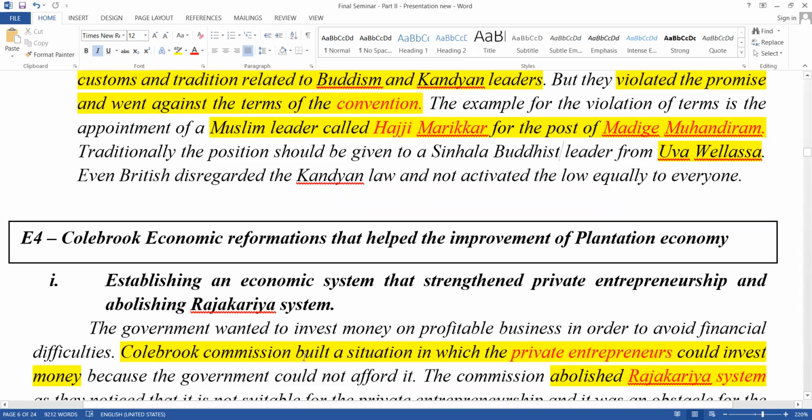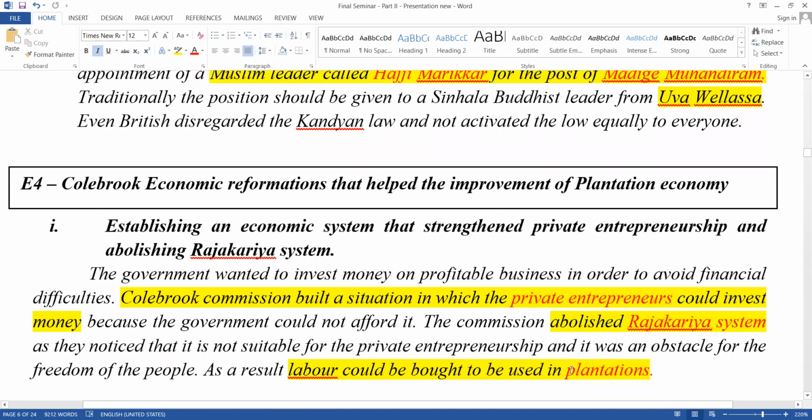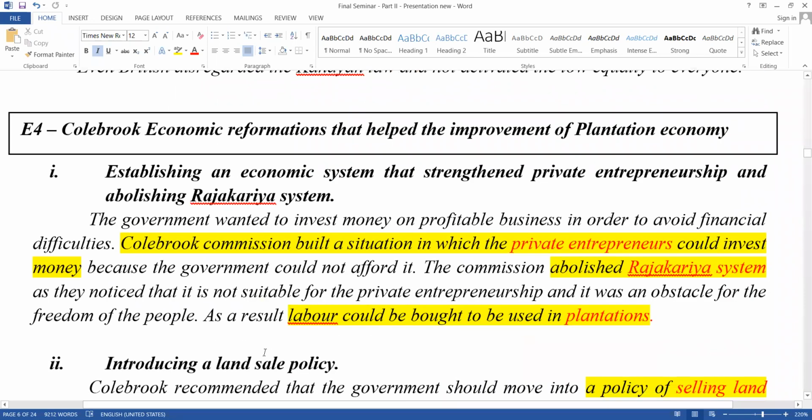The government wanted to invest money in profitable business, but they had no money. So what did they do? They built a situation in which private entrepreneurs could invest money. They abolished the Rajakari system, thinking that it would be a disturbance to getting the labor needed for plantations. However, they had to bring South Indian laborers to work in plantations. So that is the first Colebrook economic reformation.